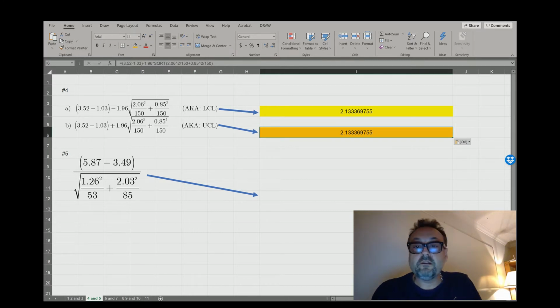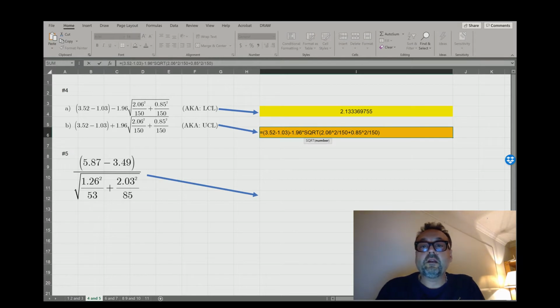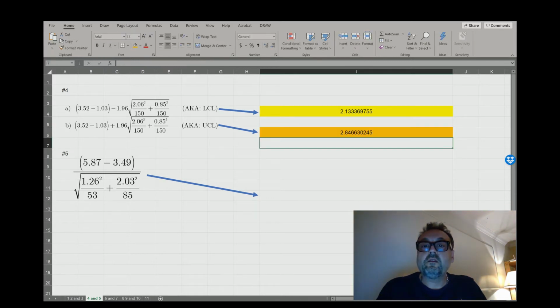I don't know why it's not doing it now. There you go. So you double click on it, takes you back into the command, and all you have to do here is just change the minus to a plus. And that'll be the plus part of it. So those are the confidence limits, they call them. The lower confidence limit and the upper confidence limit.